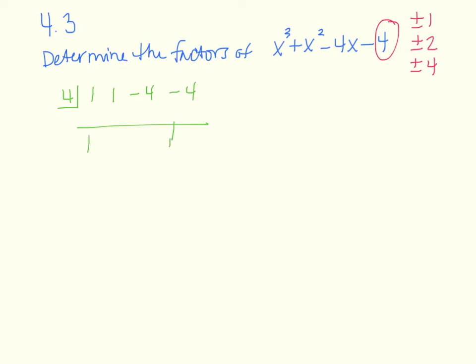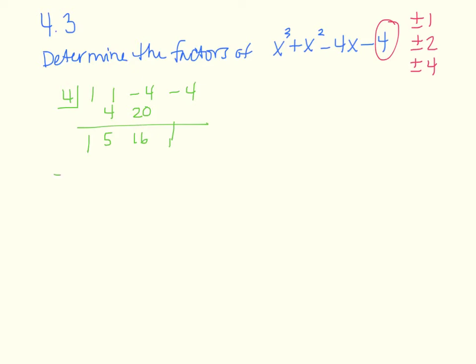So I'm going to carry down my 1. 1 times 4 is 4. Add that together, that's 5. 5 times 4 is 20. 20 minus 4 is going to be 16. And I can already tell that's not going to give me what I need. So let's try something else.